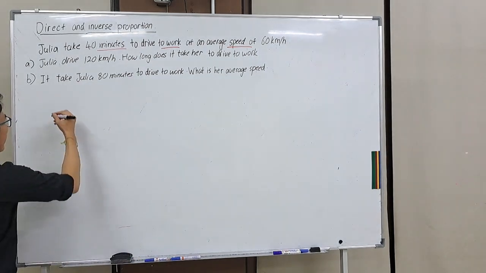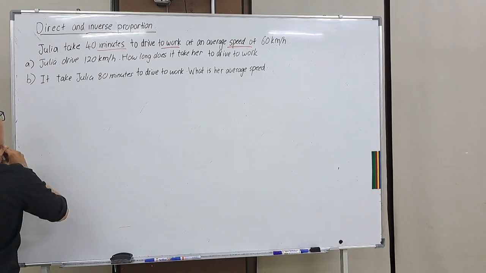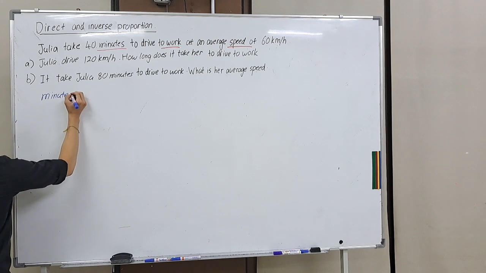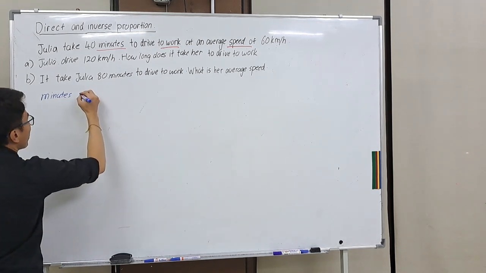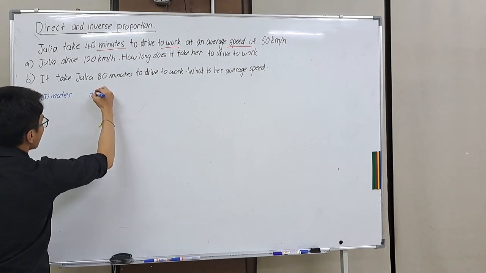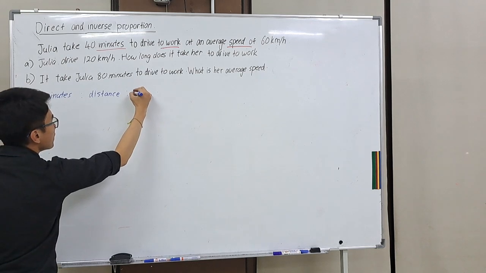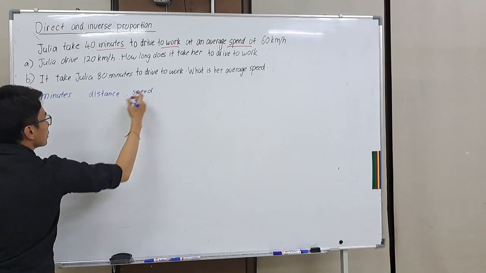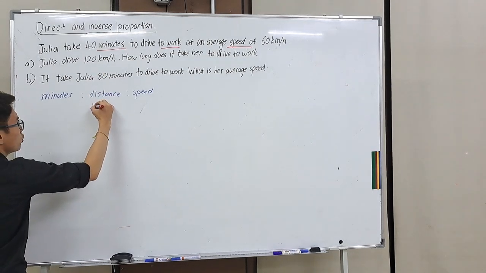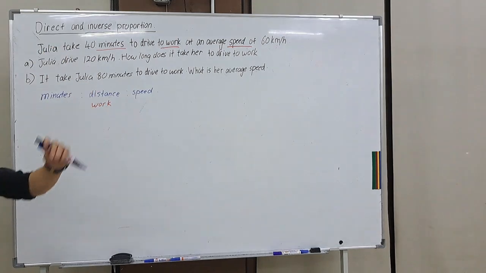Okay, so I have minutes here. I have my distance. I'm driving to work. And what else? I have my speed, right? So this distance is already fixed because I am driving to work, right? They didn't tell us, but we know that she's going to work.